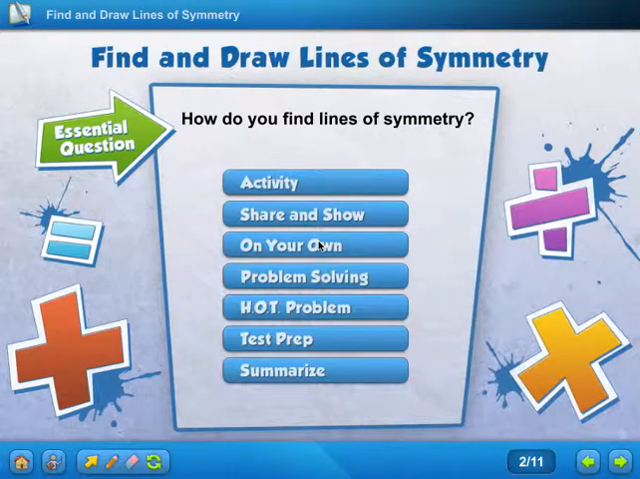Hi everyone, we're on lesson 10.6 and today we are going to find and draw lines of symmetry. So the essential question is, how do you find lines of symmetry? It is like the previous lesson, very similar to that one. That was 10.5. If you didn't watch that one, you might want to watch that one as well.